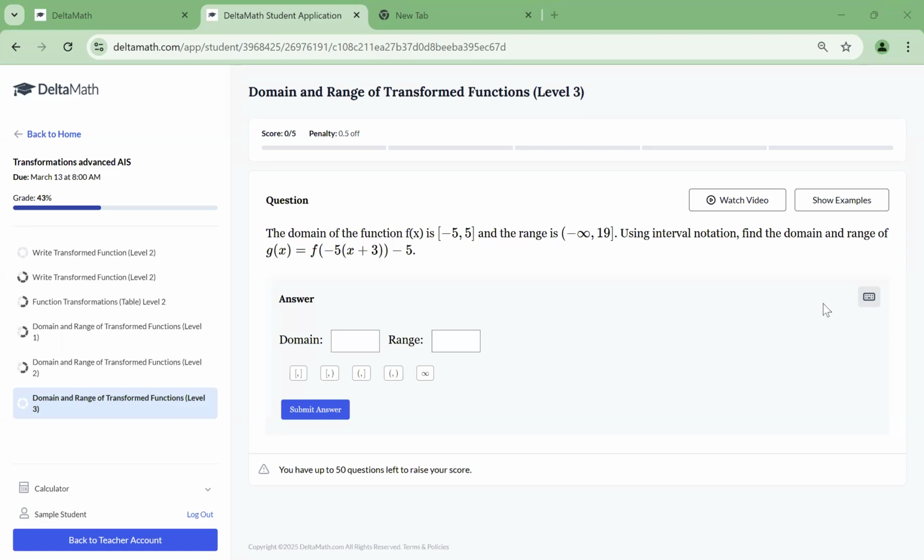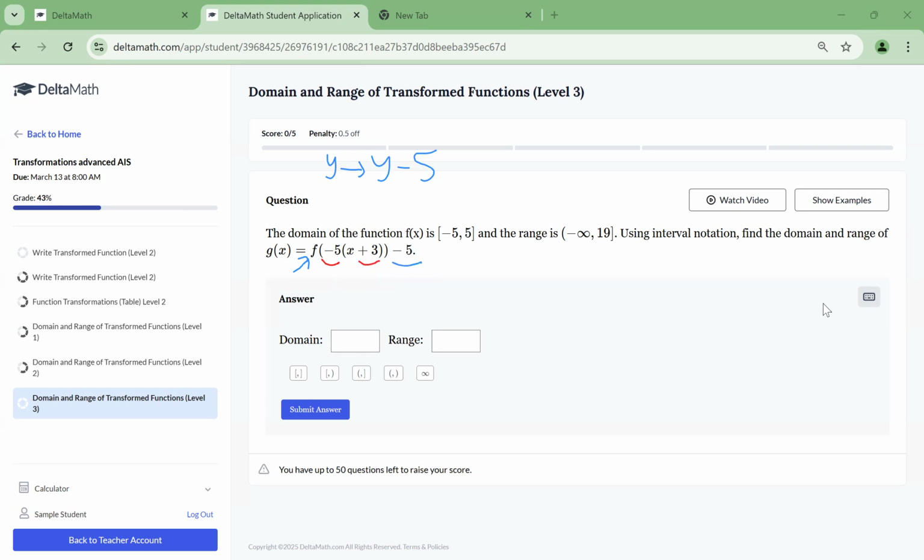Hello and welcome to this video in which we shall discuss domain and range of transform functions level 3. So here we have different transformations. For the vertical, the things outside the f, we don't have any multiplication, but we have -5. So here y becomes y minus 5. Now for the horizontal, we have two transformations. We have -5 and +3.